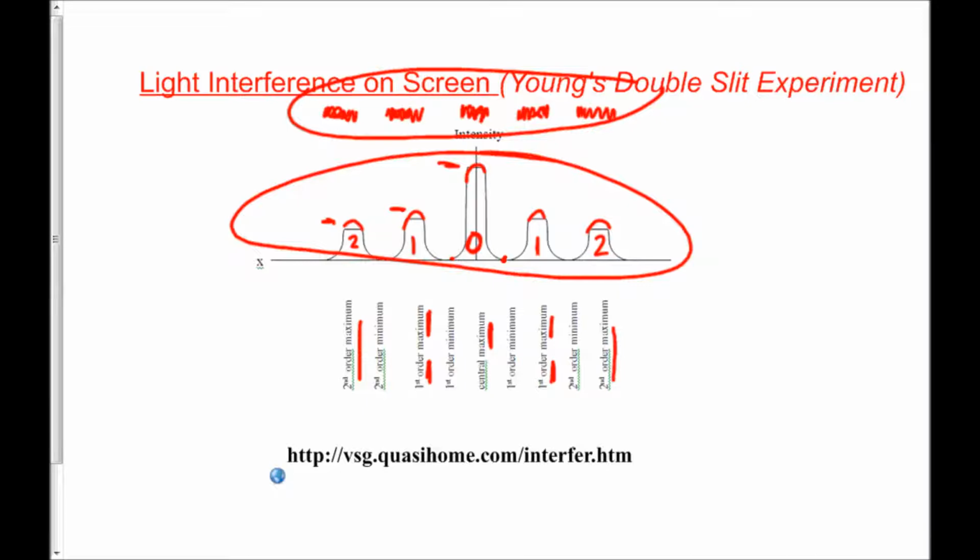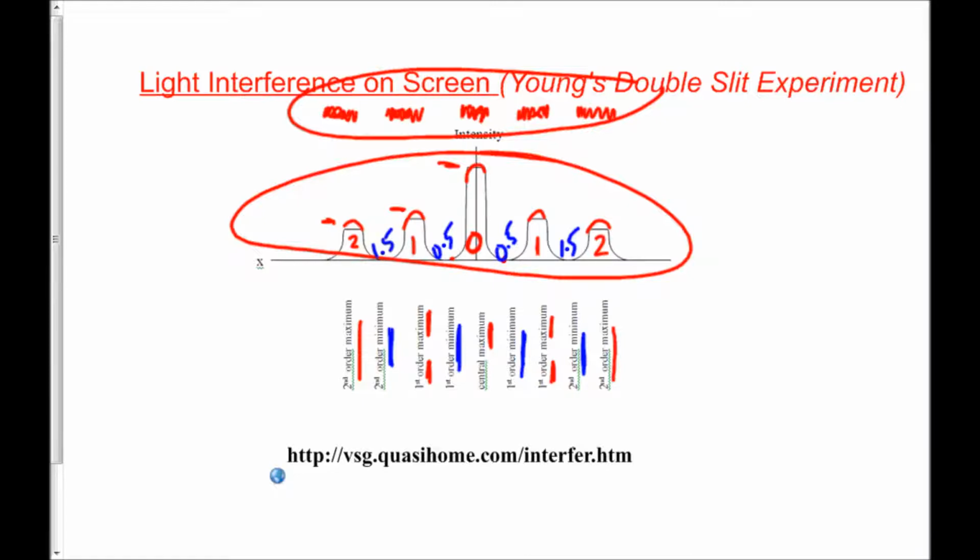The third order maximum, the fourth order maximum, the fifth order maximum, and so on and so on. I just haven't drawn any more than second order maximum. The first order minimum, that's a dark spot, destructive interference, a nodal line. First order minimum on the other side. Second order minimum on the other side. We're going to make this 0.5. We're going to make this 1.5.